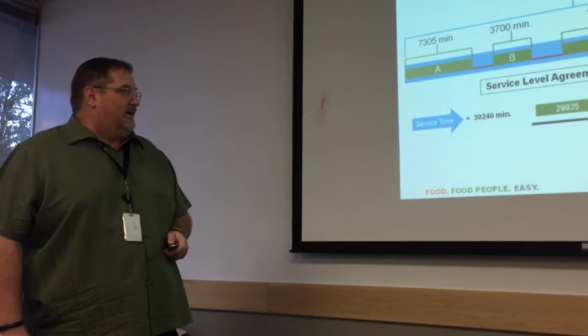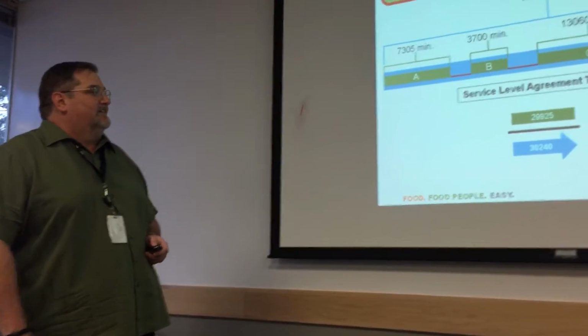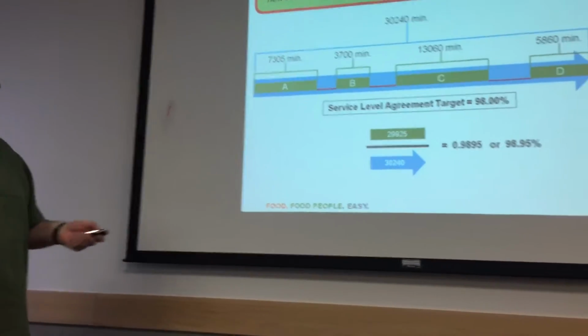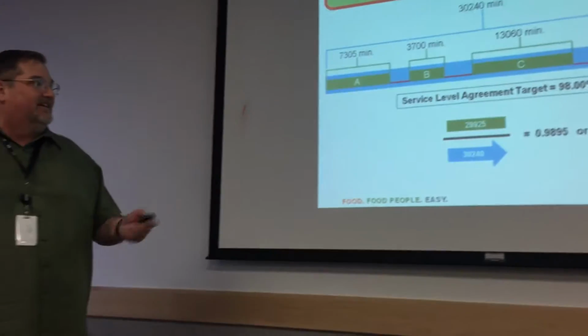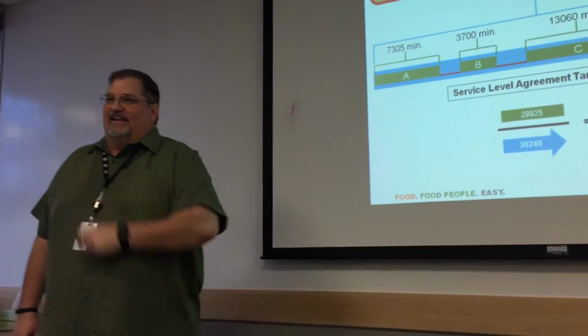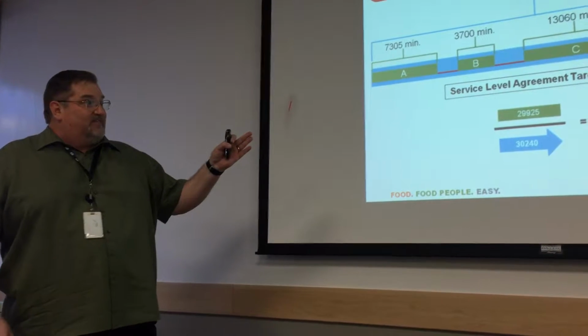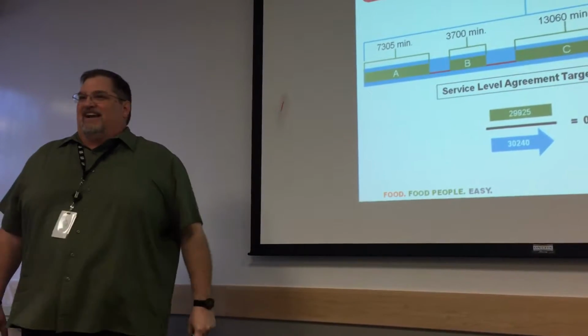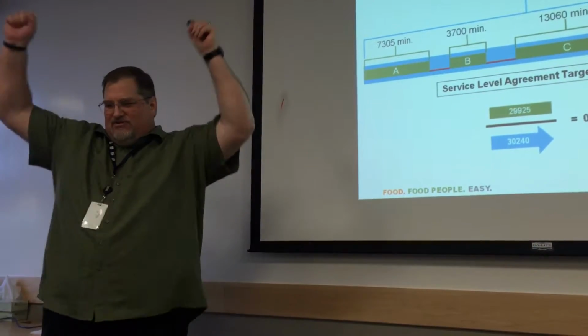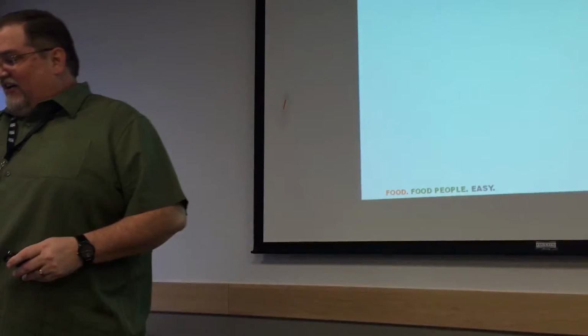Uptime divided by service time gives us a nice quotient, or 98.95%, which represents our SLA attainment. We just squeaked by this month because the target is 98%. We got it by 0.1%. Woohoo! We made it.